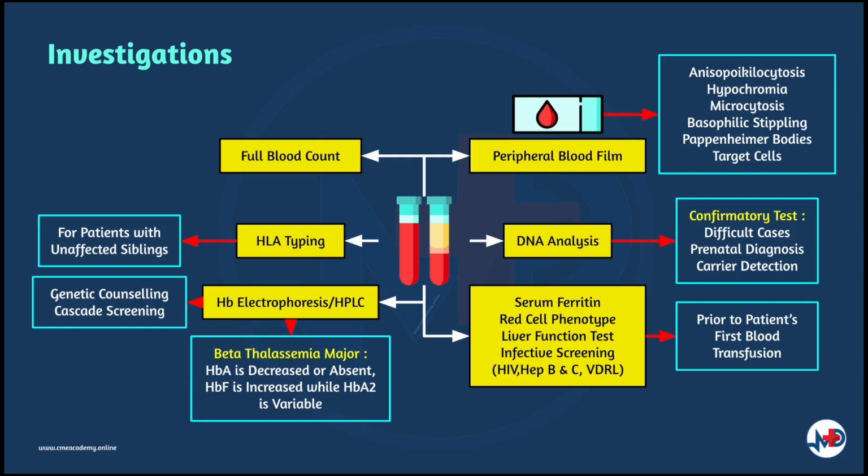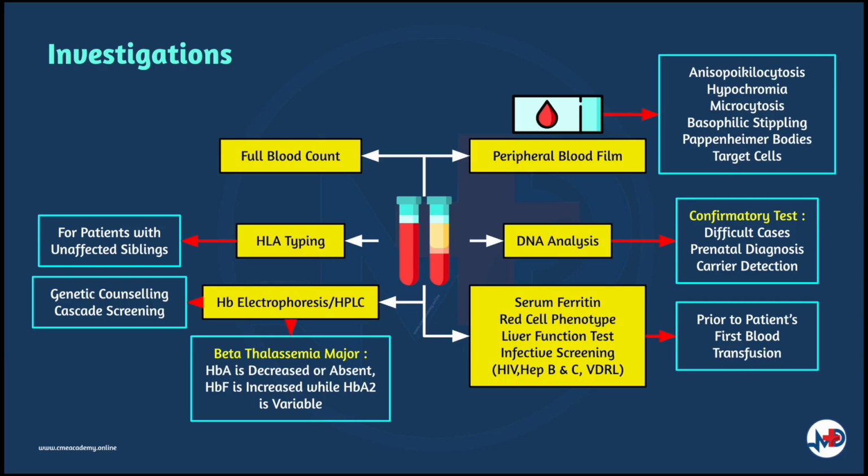a peripheral blood film where you will see anisopoikilocytosis, hypochromia, microcytosis, basophilic stippling, Pappenheimer bodies, and target cells. You may also get a hemoglobin electrophoresis done, and in beta thalassemia major, HbA would be decreased or absent, HbF is increased, while HbA2 would be variable.